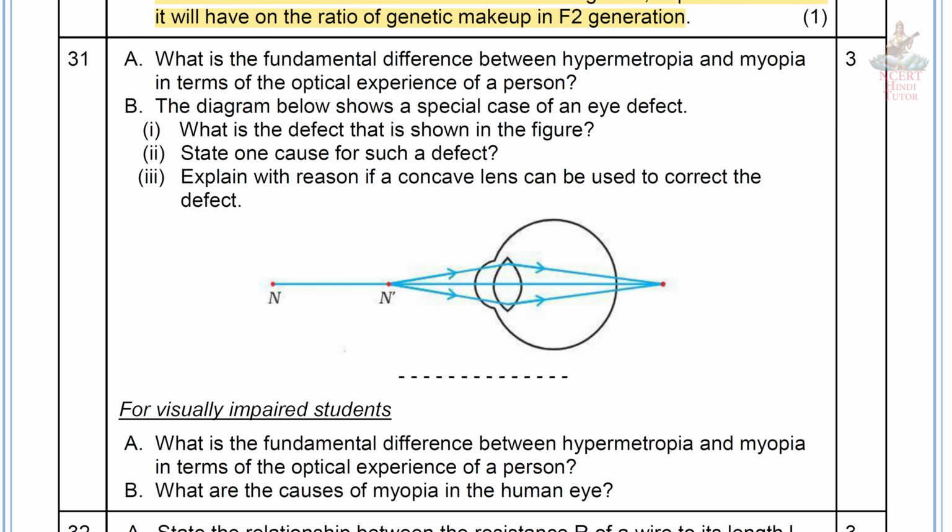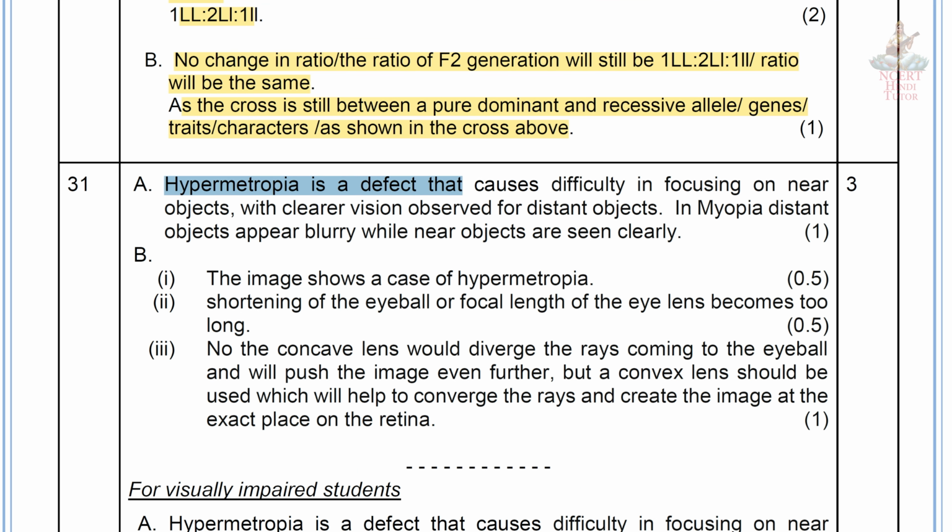Question 31a. What is the fundamental difference between hypermetropia and myopia in terms of the optical experience of a person? Answer: hypermetropia is a defect that causes difficulty in focusing on near objects, with clearer vision observed for distant objects. In myopia, distant objects appear blurry while near objects are seen clearly.